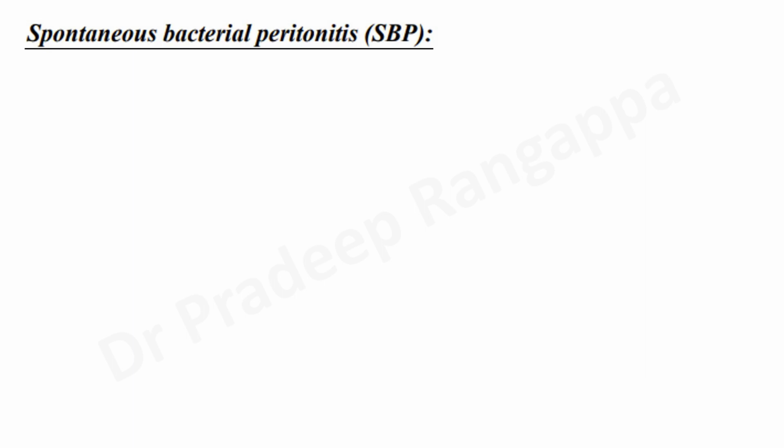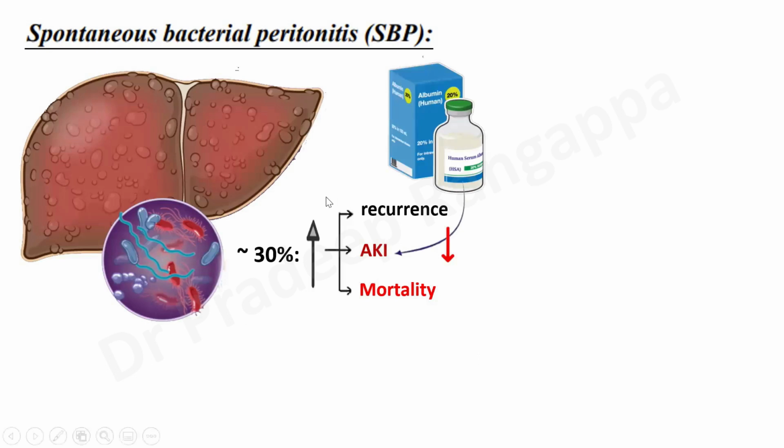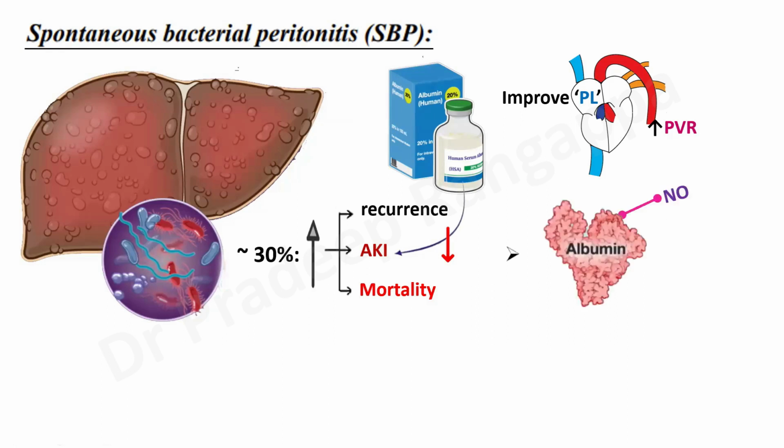The third established usage of albumin is spontaneous bacterial peritonitis. It is shown that 30% of patients with CLD tend to develop spontaneous bacterial peritonitis, and SBP tends to recur in CLD. When SBP sets in, there is a risk of AKI and an increase in mortality. The use of albumin, as we saw in AKI, definitely helps in reducing the risk of AKI. It improves the preload and increases the peripheral vascular resistance, and by doing so it leads to favorable benefits.